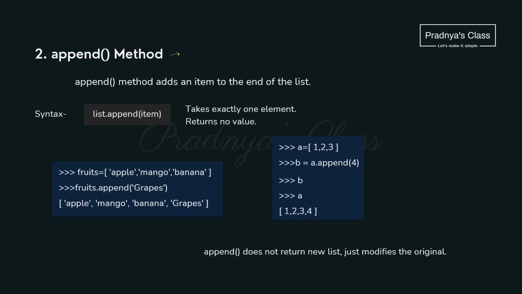Now look at the most important method. Append method adds an item at the end of the list. Note down the syntax, it will take only one element and it will append at the end of the list. Look at the example, here is the list. We are trying to append grapes to the list and it got added at the end. As list is mutable, it will change the original list. That's why it will return no value. We need to print the original list.